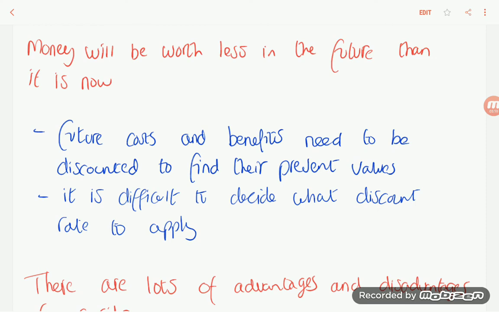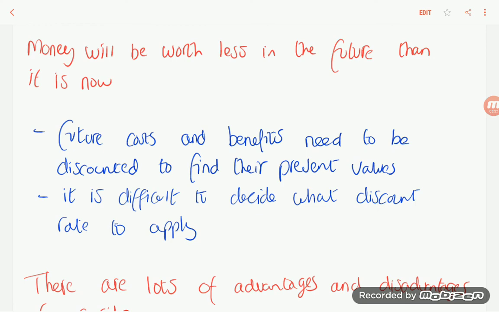£10 of benefit from a project in 10 years' time is likely to be worth less than £10 today. In other words, due to inflation, £10, that is, will buy fewer goods and services in the future than it will buy today. This means that for CBA, future costs and benefits need to be discounted to find their present values.